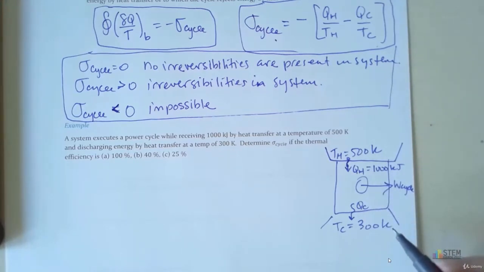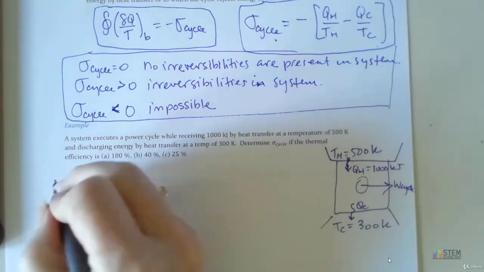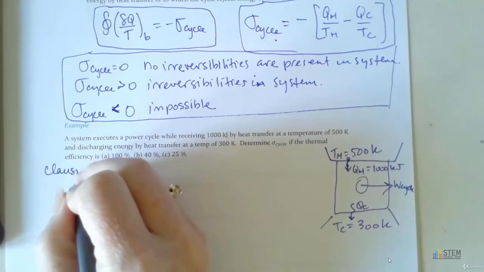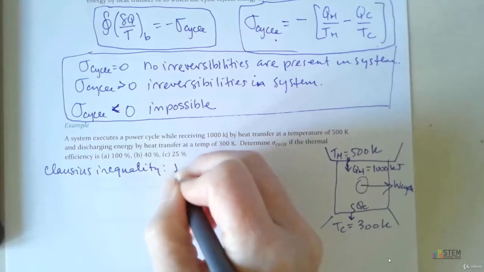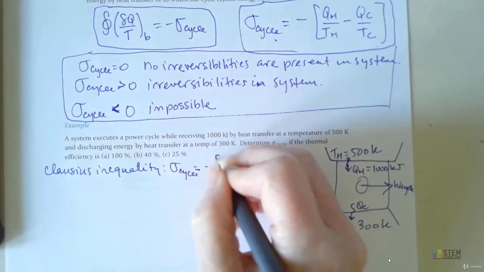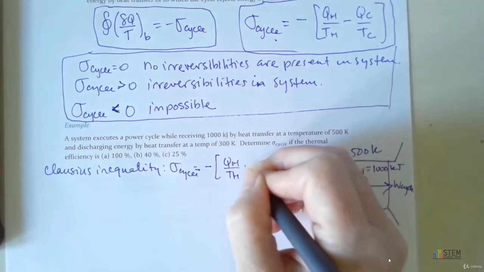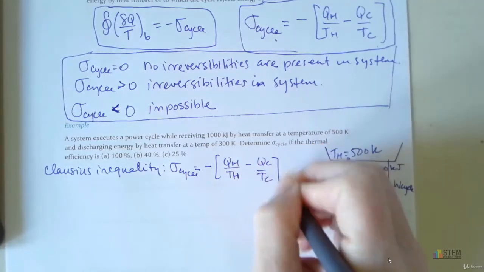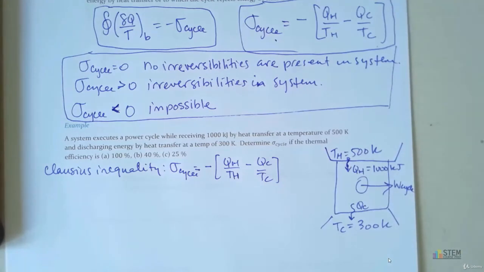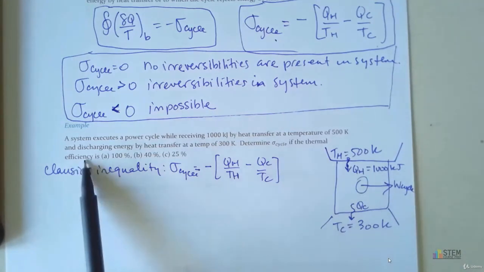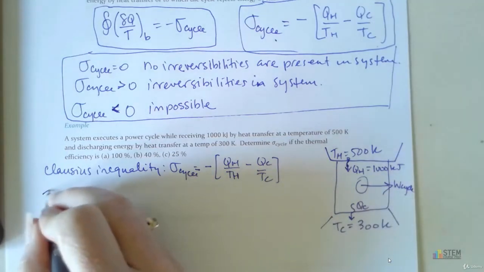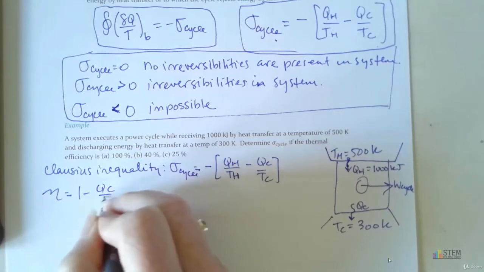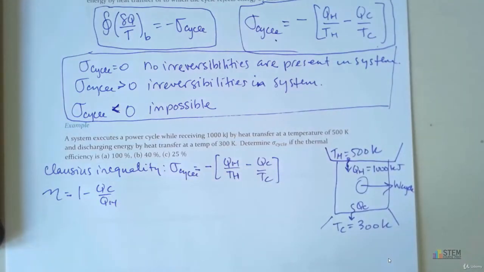We're going to use the Clausius inequality because we want to find this sigma value. Let's write the equation down. So remember, sigma for the cycle will be negative QH over TH minus QC over TC. Now, we're looking at the thermal efficiency. For our power cycle, that's eta. So we're going to have eta equals 1 minus QC over QH. That was the equation we developed before.